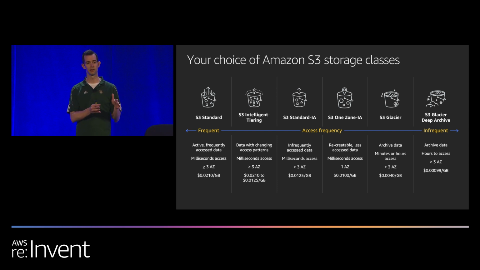And then on the left side of the slide, you get over to Glacier and Glacier Deep Archive. So these are for those archive workloads. You're no longer accessing the data in milliseconds. It's going to be for minutes or hours access. With the expedited tier of Glacier, you can get data back in 1 to 5 minutes. So it's as quick as you need it to be for most cases.